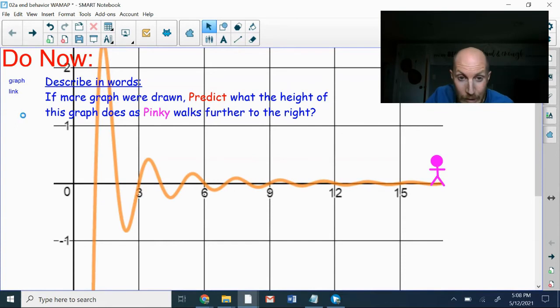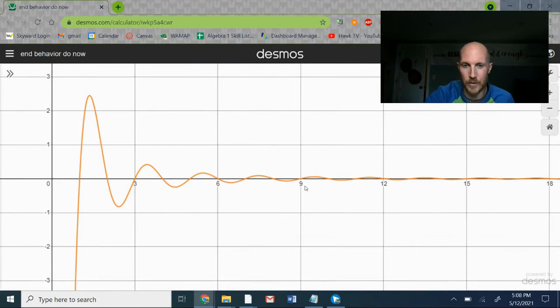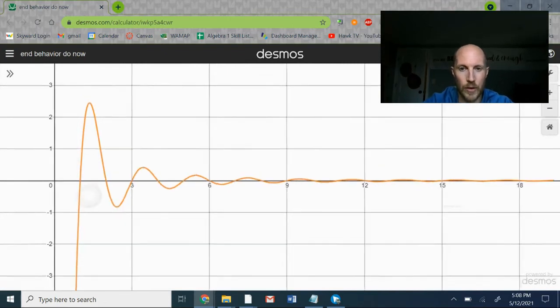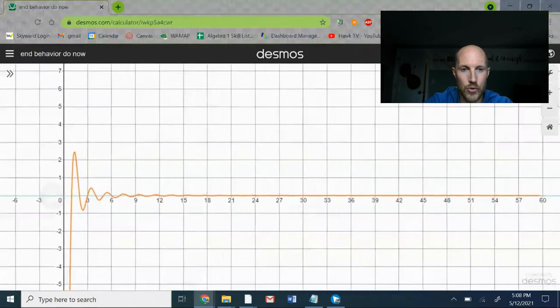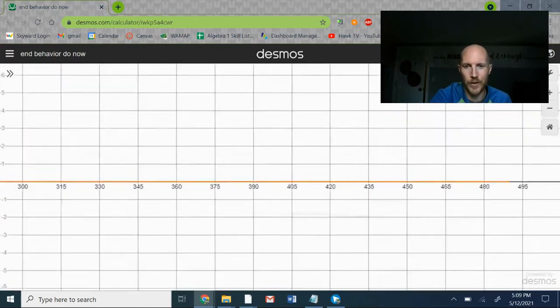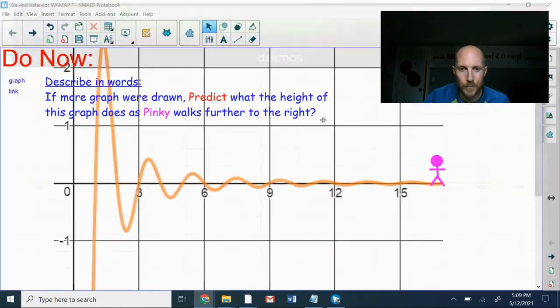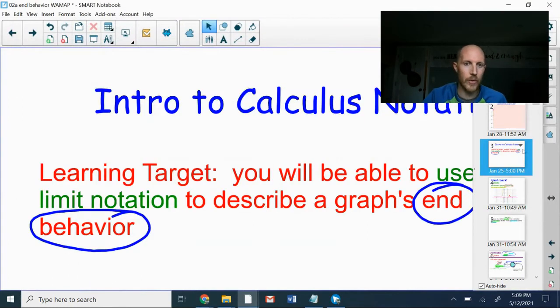And if you want to see the whole entire graph, I've got a link here to this equation in Desmos. And you can see the equation right there is weird. But see if we can zoom out. So after that first initial bump up and then down, it kind of settles in on 0 as it goes out there to like infinity. I want to keep going. I mean, 500 is far enough, right? So that is our do now.